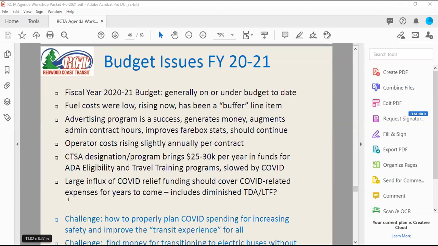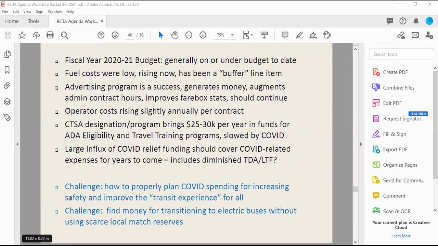Another thing that's quite interesting, the local Transportation Commission designated the RCTA as a CTSA, another acronym that stands for Coordinated Transit Services Agency. In other words, someone who is charged with making sure that the transit is coordinated with other nonprofit services out there and it's meeting the needs of the larger community. That may bring us, depending on what projects we need funded, 25 to 30,000.